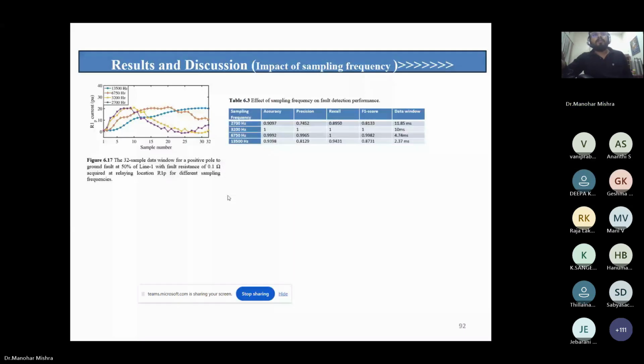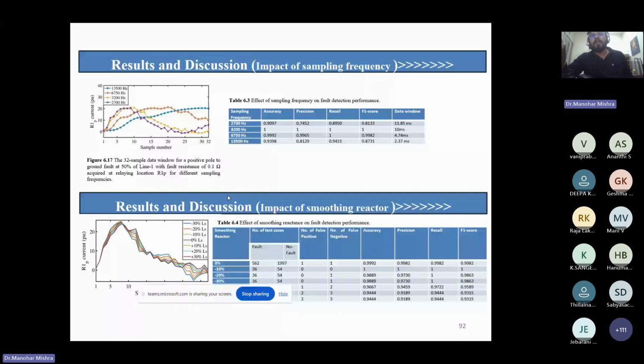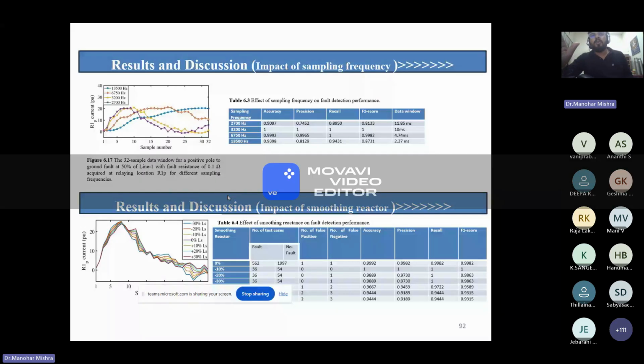Then we also tested with the smoothing reactor. As we know, in the HVDC system, the smoothing reactor value, we decrease plus or minus up to 30%. We tested with different values, and we simulated the result.